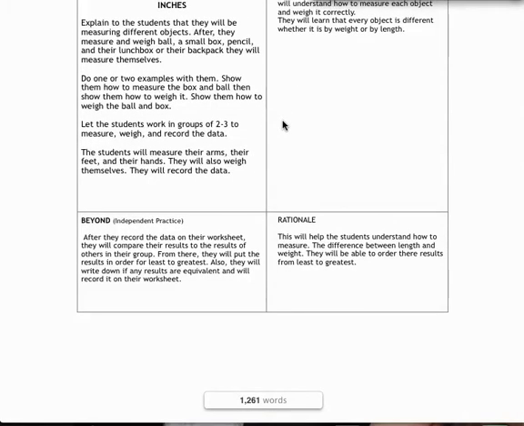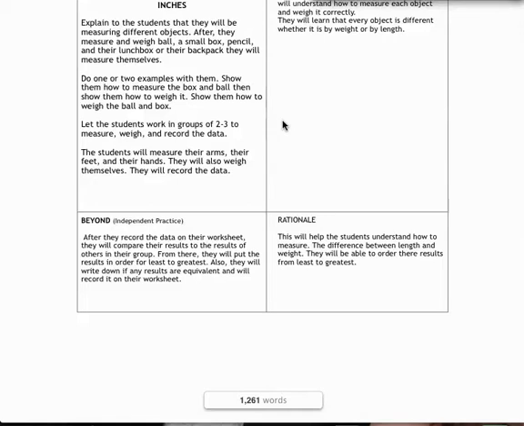After they record the data on their worksheets, they will compare their results to the results of others in their group. From there, they will put the results in order from least to greatest. So, for example, if person A weighs 50 pounds, person B weighs 55 pounds, and person C weighs 53 pounds, then from least to greatest, person A, 50 pounds, person C, 53, and then person B would be the largest amount, the greatest. And also, we would do it by height.